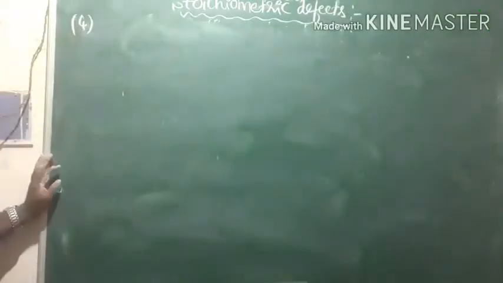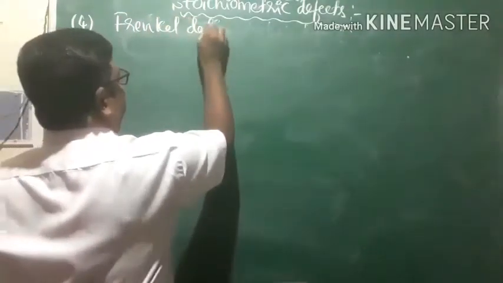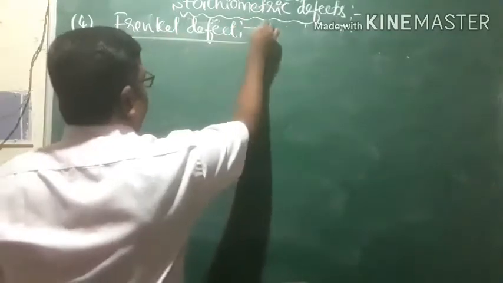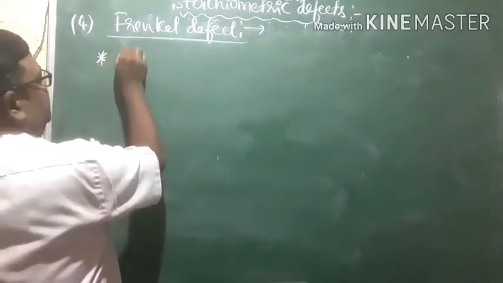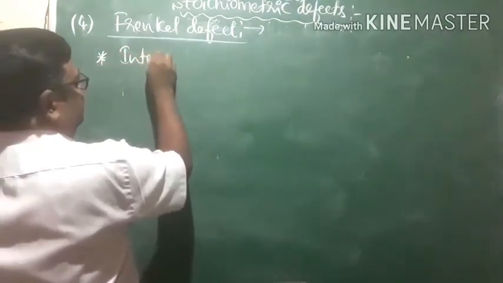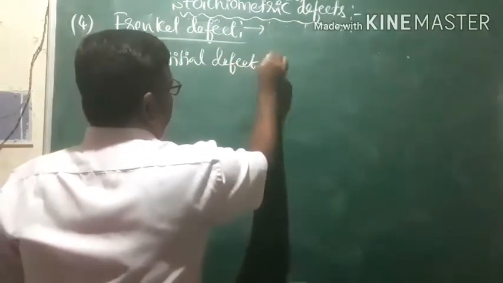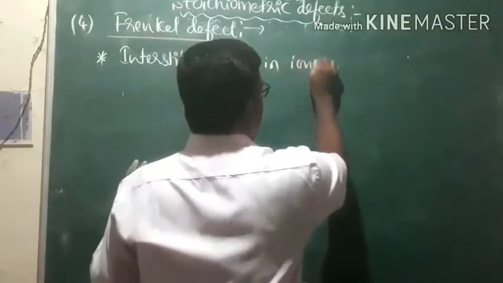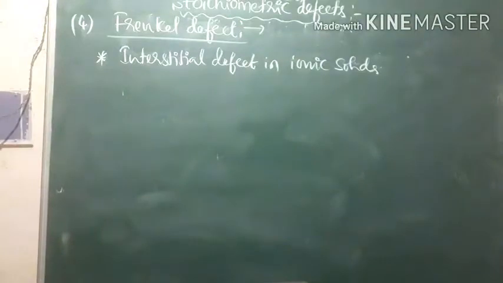Now I'll go to the fourth stoichiometric defect to be discussed, that is the Frenkel defect. As far as the Frenkel defect is concerned, it is an interstitial defect in ionic solids. Once again, this is a property of ionic solids where the constituent particles are cations and anions.